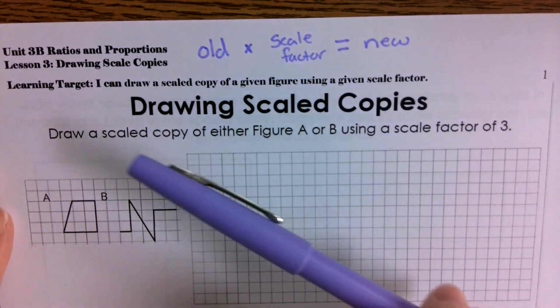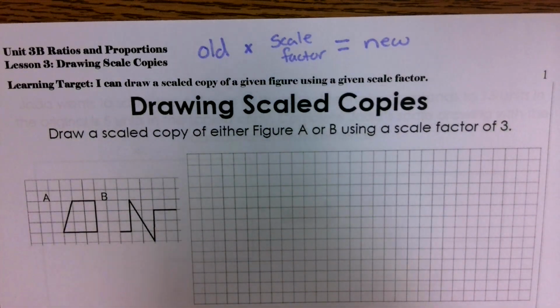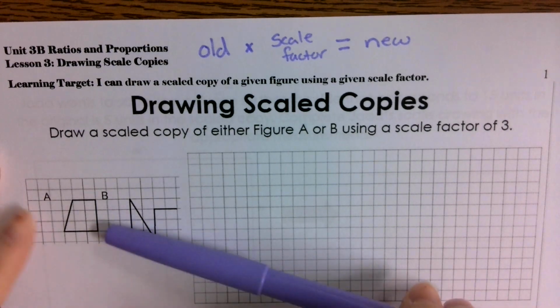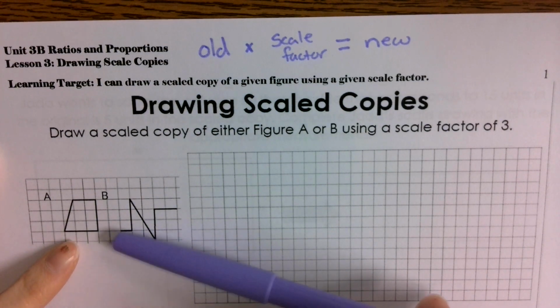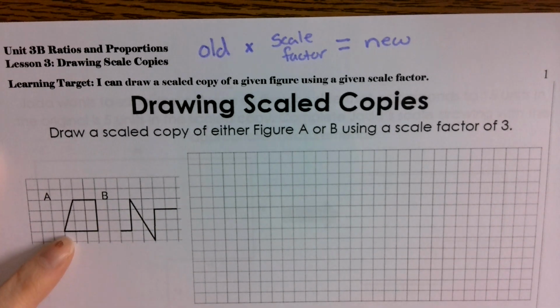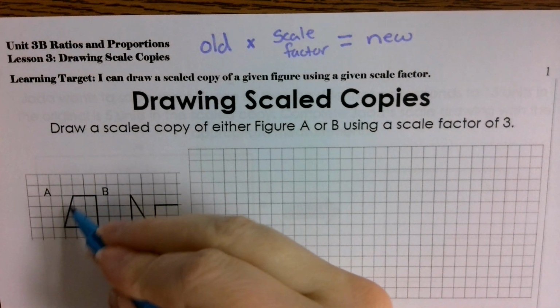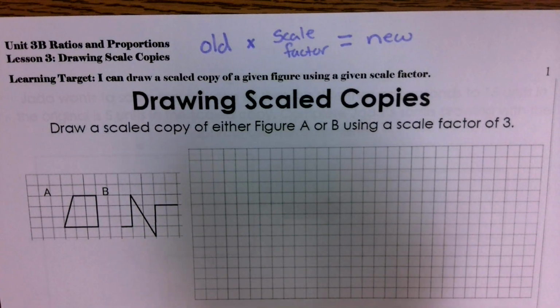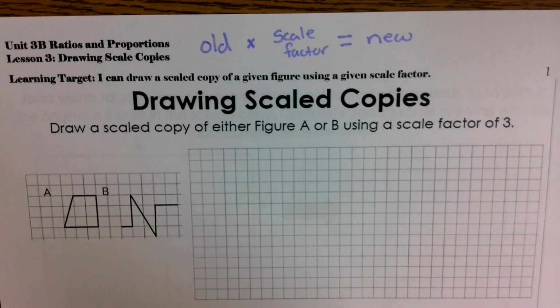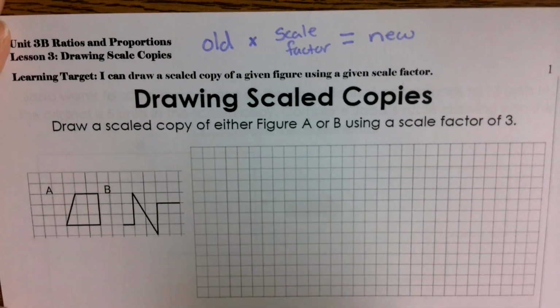So we're going to draw a scaled copy. It says to draw it of either A or B. It really doesn't matter which one. I'm going to do A with you. You're going to do B on your own to just get some practice. So the first thing I want to do is identify what my values are going to be. Now I don't know my diagonal value, I can't identify that, but I can identify values that go up and down. We're just going to focus on A for today.